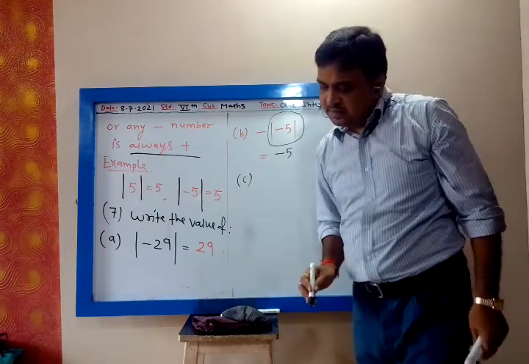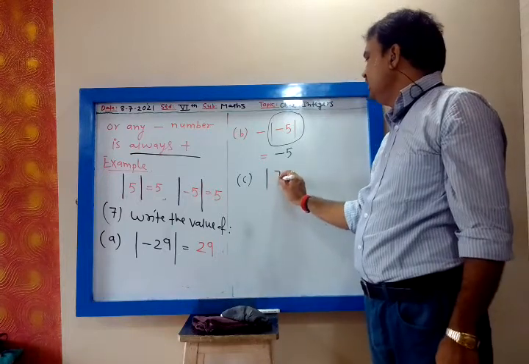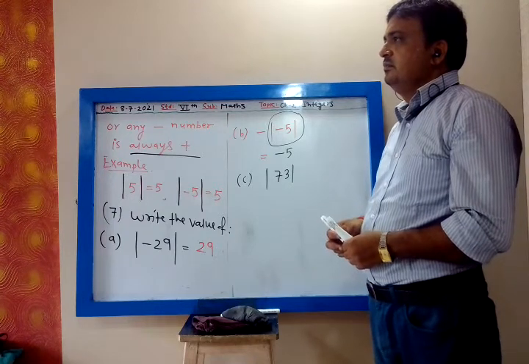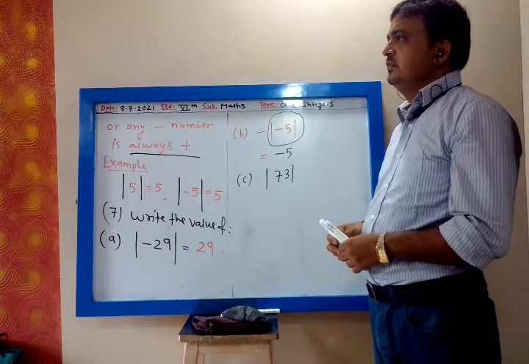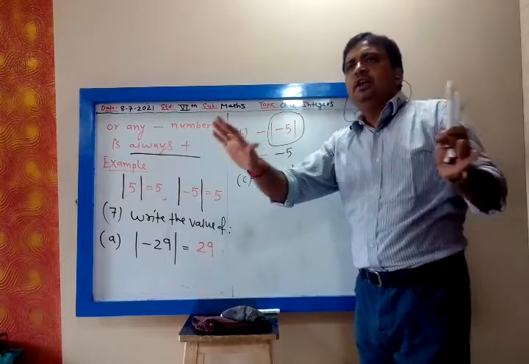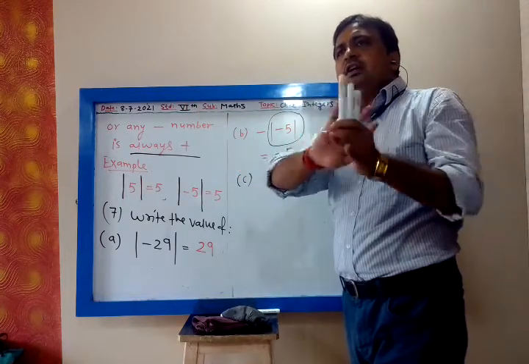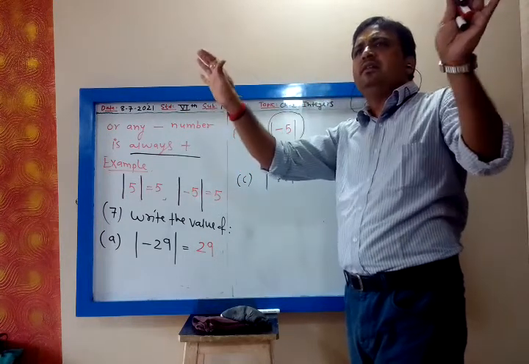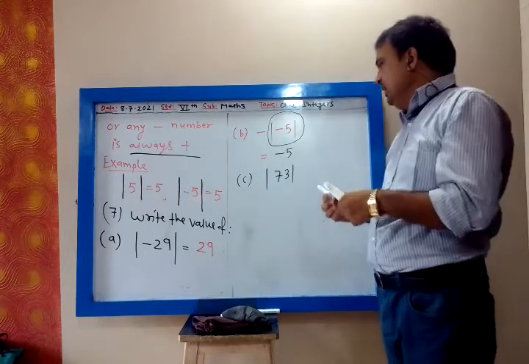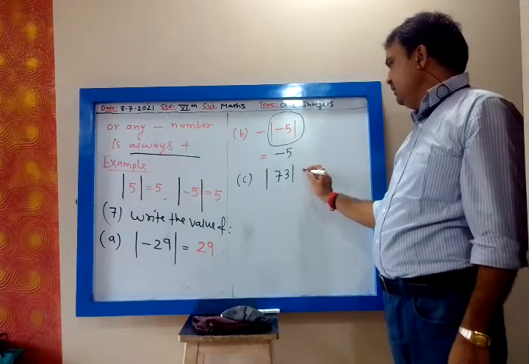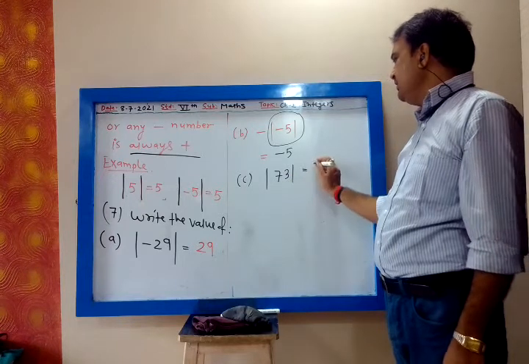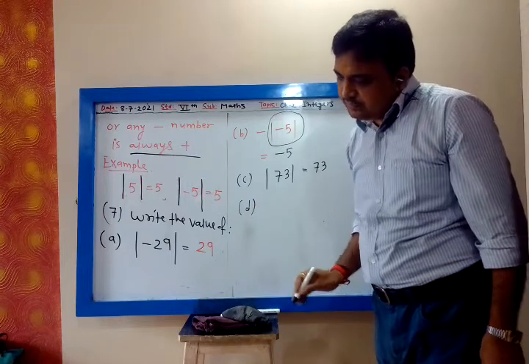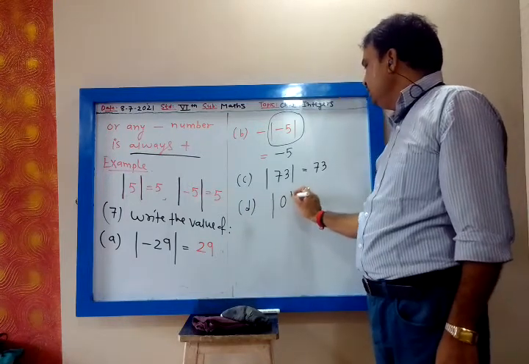Now see C: absolute value of 73. Any number, the answer will be the same; it will be positive only. So the absolute value of 73 will be 73. Then D: absolute value of 0. The absolute value of 0 is 0.